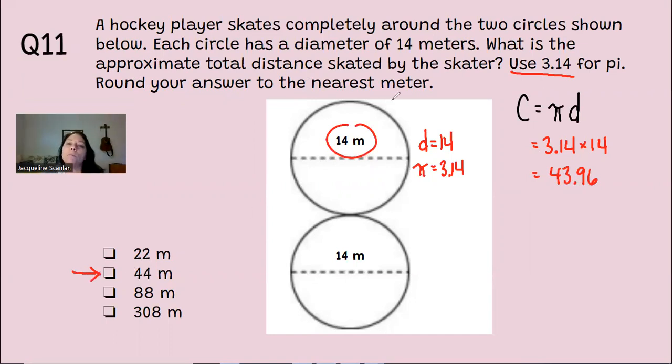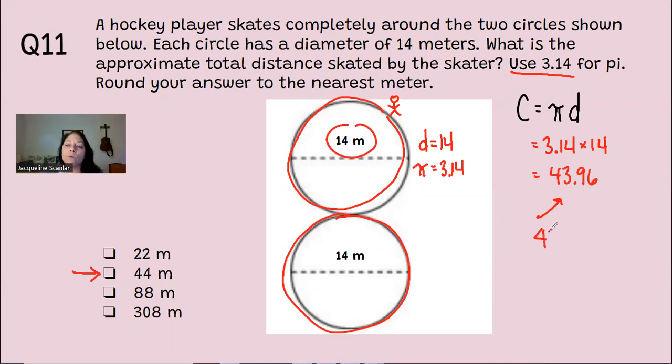But I want you to think about what we just found. We found the distance that skater skated around one of the circles. He is now going to skate around the other circle. And so we are going to have two of these, two of the exact same circumferences of those circles.